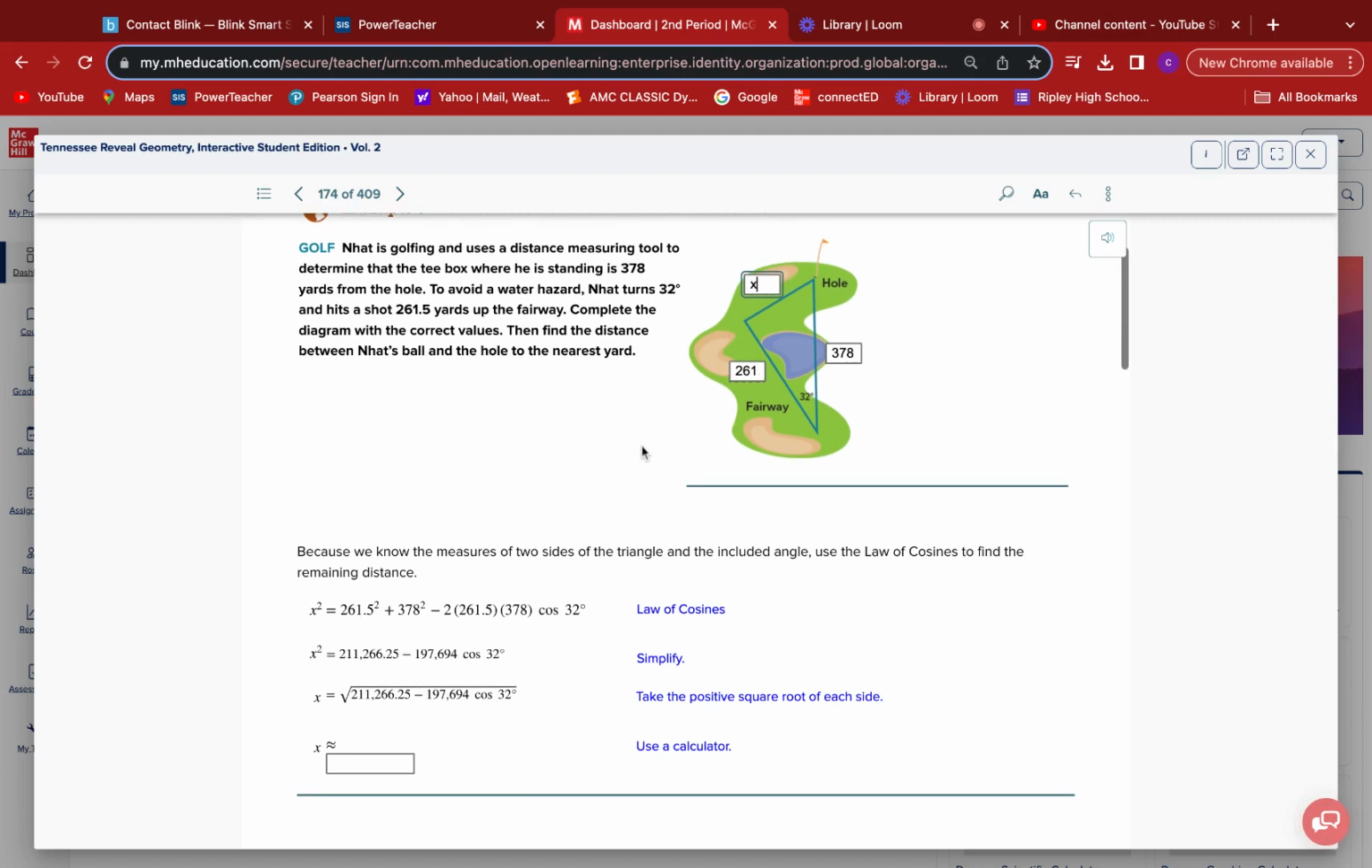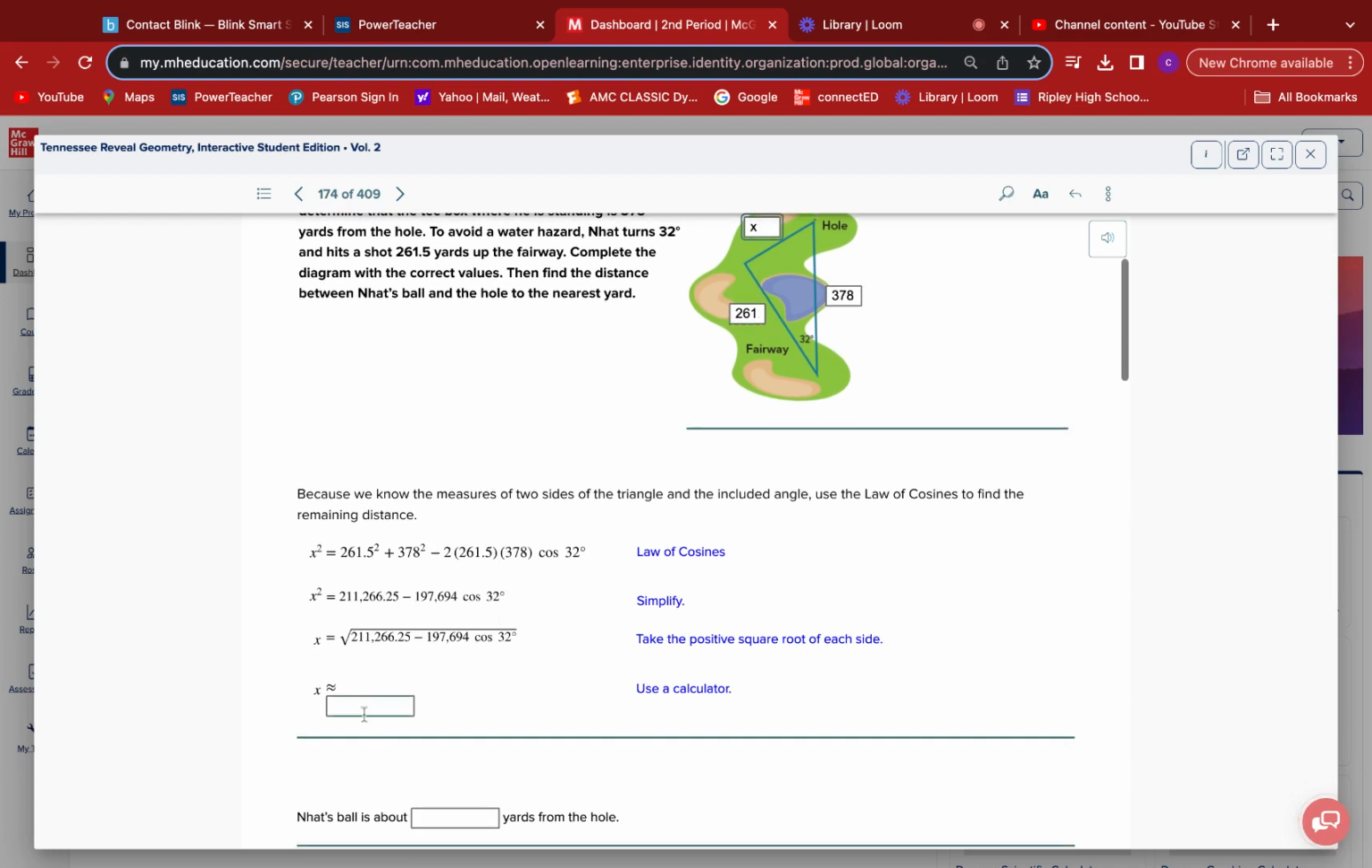Okay. I am looking for a side. There it is, x squared. The opposite angle goes in for the cosine. So there it is, 32. The other two sides are the 378 and the 261.5, and those put in for your other two sides minus 2 times those two sides.